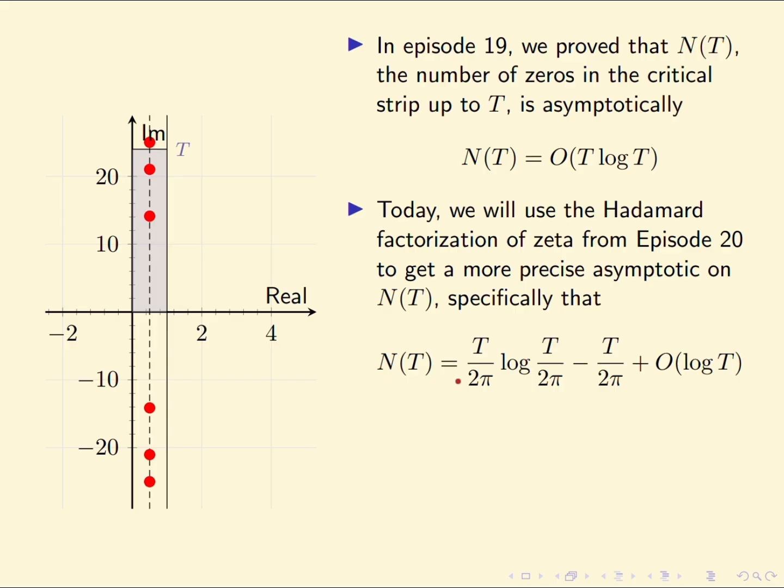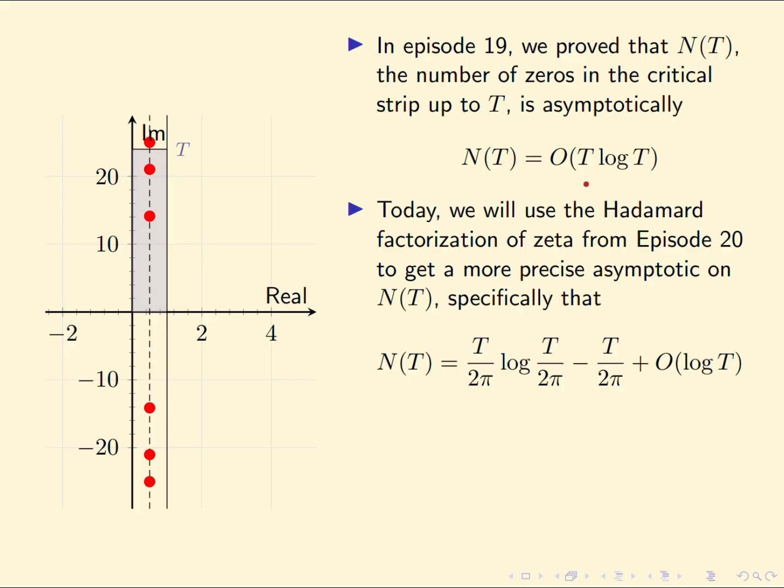N of T is actually equal to T over 2 pi times log of T over 2 pi, minus T over 2 pi, then plus big O of log of T. So this equation is a lot more precise than the previous one. And in fact, it's extremely precise.